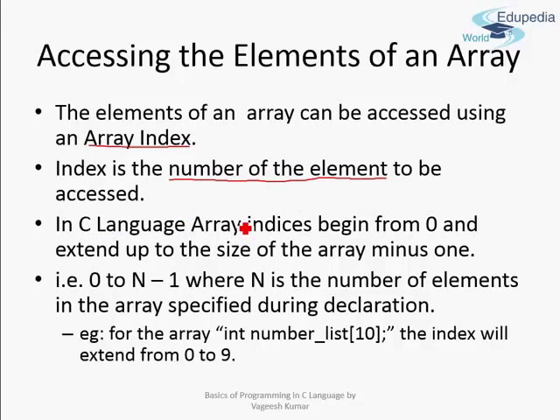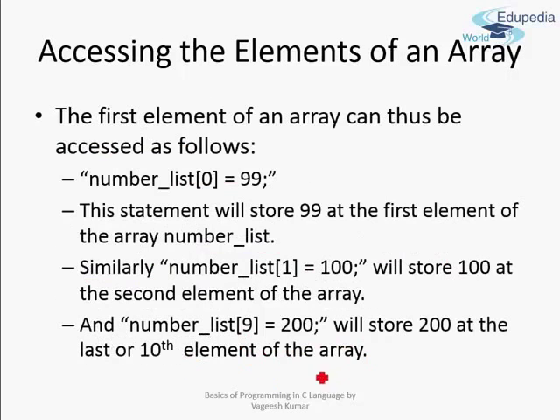In C language, array indices begin from 0 and extend up to the size of the array minus 1. So if the size of the array is n, the indices will begin from 0 and end at n minus 1. For example, for an array int numList[10], indices are from 0 to 10 minus 1. Okay, 10 minus 1 is 9. So indices are from 0 to 9.